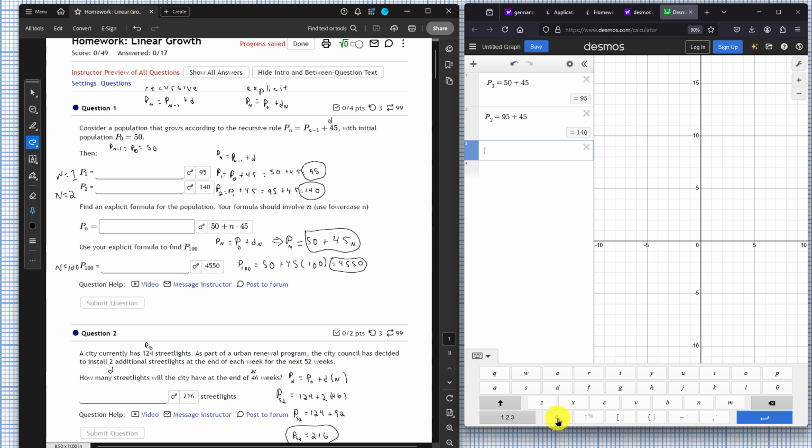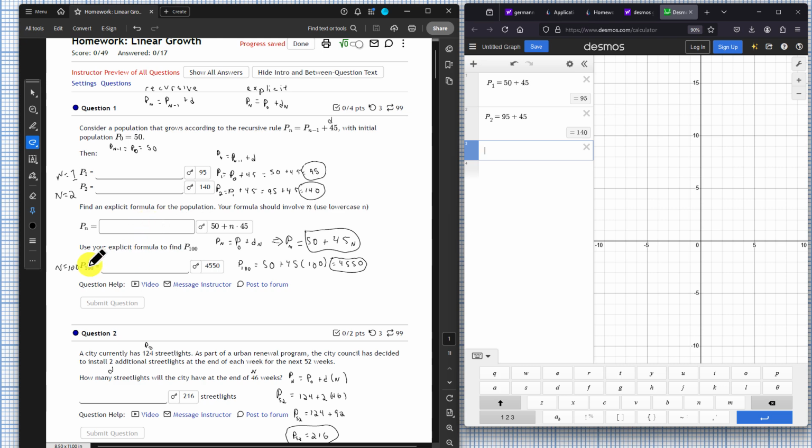Then you want me to find P100. Before that, here, find the explicit formula. So explicit formula looks like this: P0 plus D times N. We found D to be equal to 45. In this case, my P sub 0 here is 50. Okay, and my D is 45, and I have N. So there's the explicit form there, and that's what I enter for my answer there.